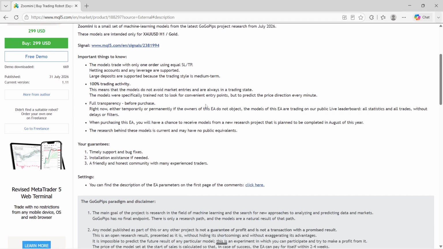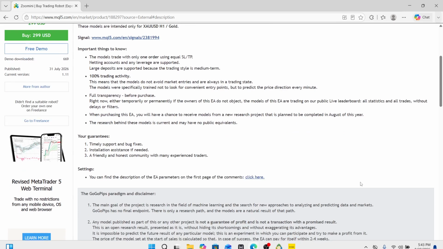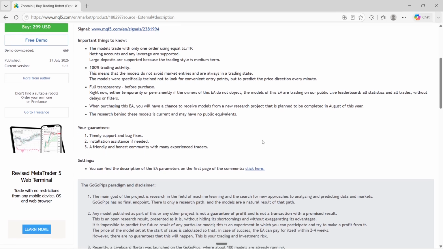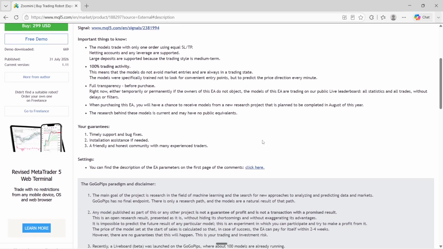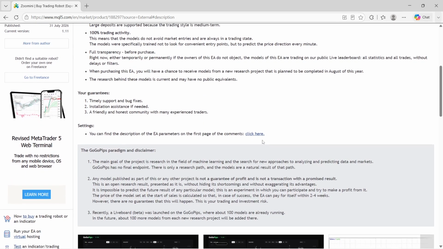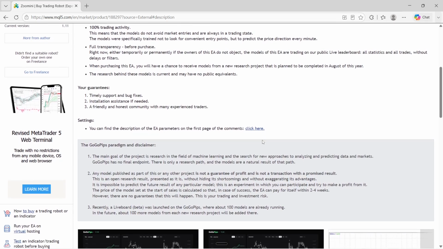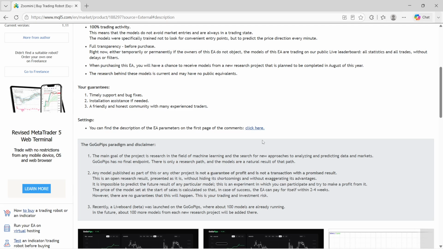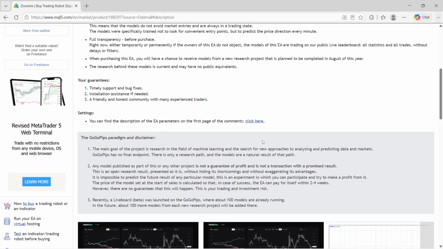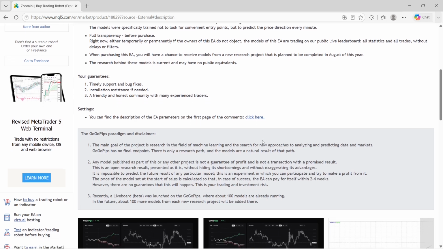So who is the EA actually for? This may suit experienced gold traders who are interested in machine learning research approaches, comfortable with continuous market exposure, and willing to evaluate live performance over time. You should probably avoid this EA if you prefer selective high filter systems that stay flat often, if you want long verified track records, or if you are looking for a low risk or set and forget solution. Beginners should be especially cautious with any experimental ML systems on gold.